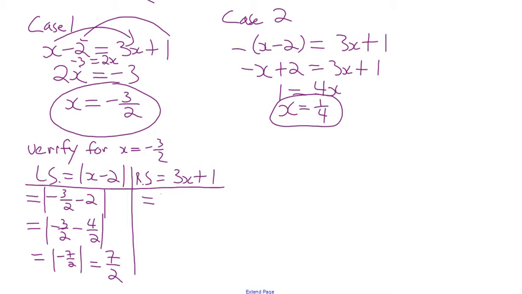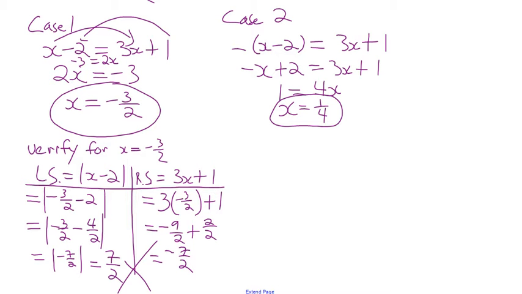Okay, right side. It's 3 times negative 3/2 plus 1, which is negative 9 over 2 plus 2 over 2. Right? Just changing the 1 to 2 over 2, it's still 1, 2 divided by 2. And this is negative 7 halves. And we put an x. No, that does not verify.